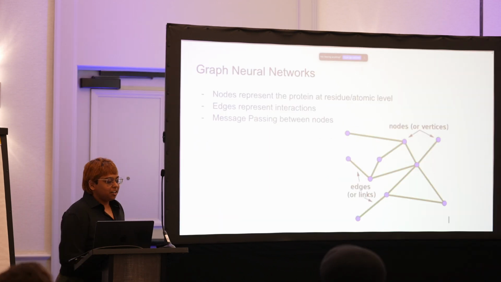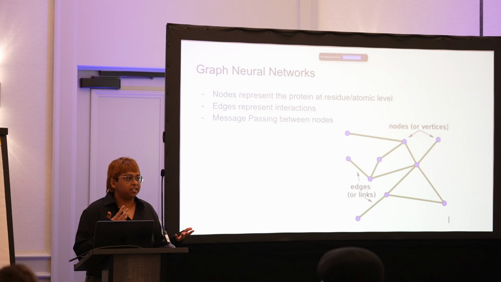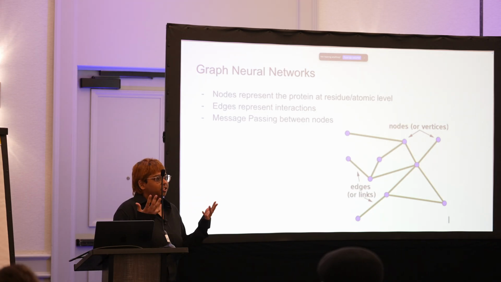So the next one I want to talk about is graph neural networks. This is sort of an architecture where nodes are connected by edges, and these nodes can either represent residues or atoms, depending on which level you want to be looking at the interactions. And so these nodes exchange information with their immediate neighbors and send messages that contain relevant data. So this might be sounding familiar to you.